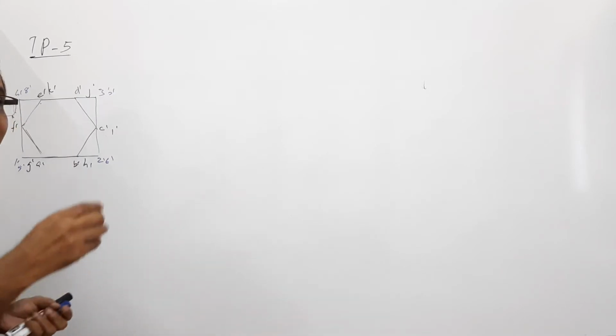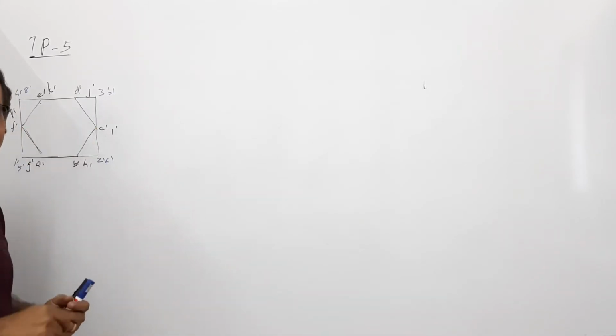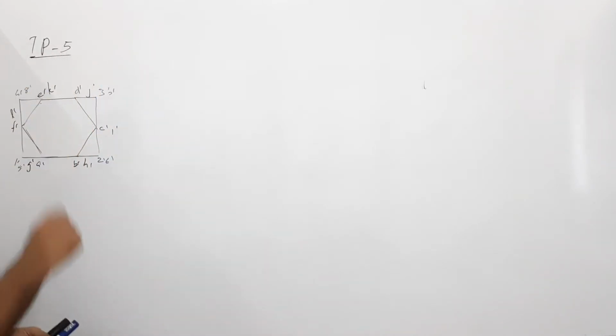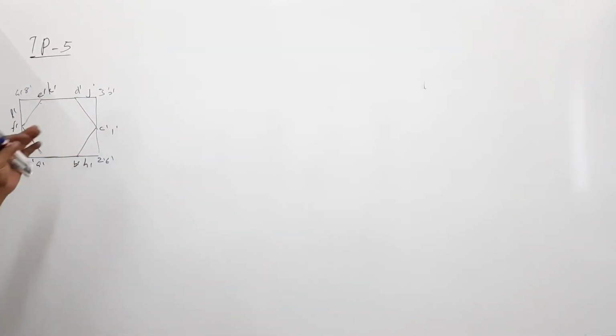Here the hexagon is seen in the elevation. That's why the dashes are coming. Earlier when you were standing, the hexagon was seen in the plan. Here the hexagon is seen in the elevation. So draw the hexagon, inscribe it in the box.